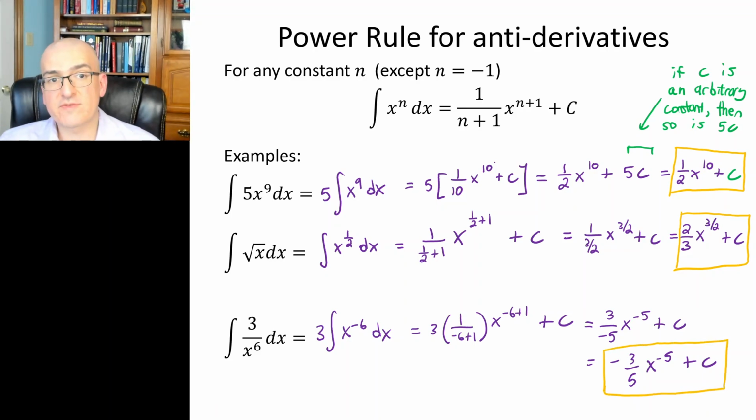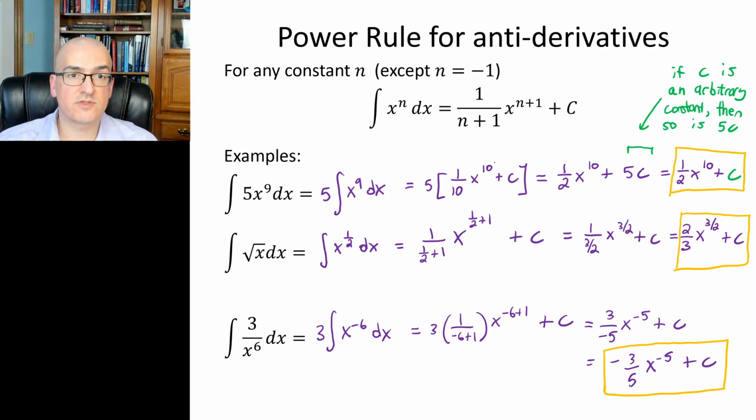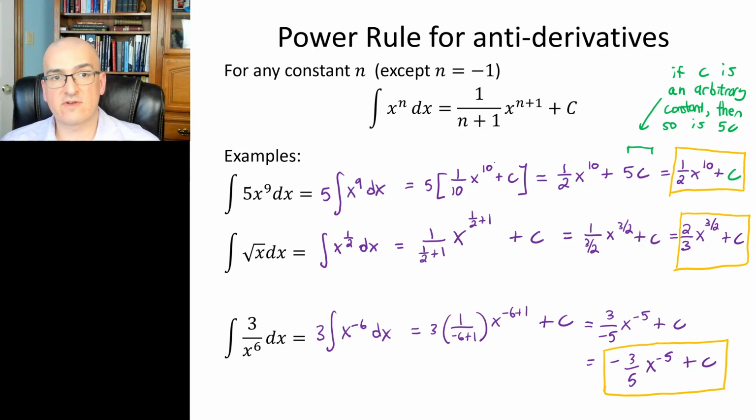And then take the derivative to check. The negative 5 will come down, so the negative and the negative will cancel. 5 on top cancels 5 on the bottom. The 3 will survive. We'll have x raised to 1 lower power, so negative 5 subtract 1, negative 6. Hey, we get our original back. We get 3x to the negative 6 back.